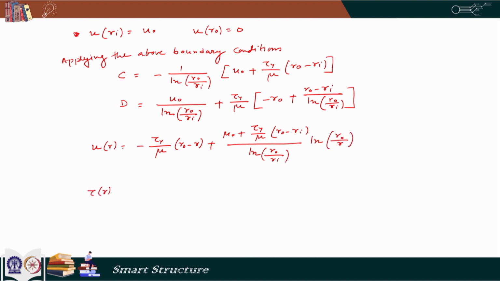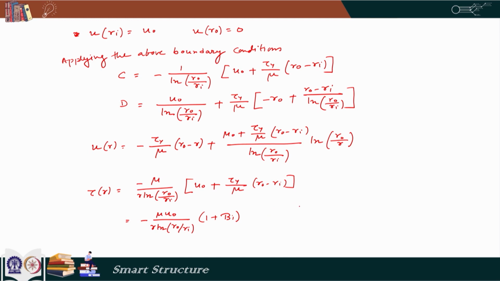Now, from here we can find tau as a function of R as minus mu divided by R multiplied by natural log of R_O by R_I, into u_0 plus tau_y by mu multiplied by R_O minus R_I, and that finally can be written as minus mu into u_0 divided by R into natural log of R_O by R_I, into 1 plus Bi, where we know that Bi is the Bingham number.